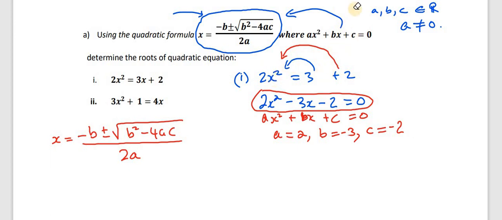Now for every quadratic equation we solve, the equation must be equal to 0. Right now, what are we seeing here? 2x squared is equal to what? Is it equal to 0 or equal to something else?